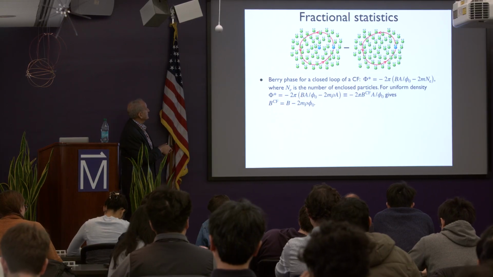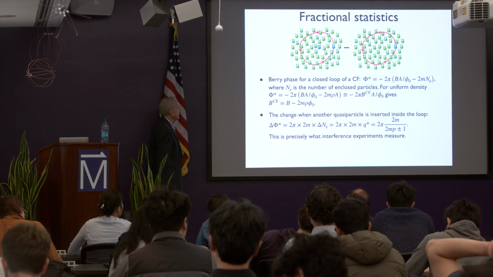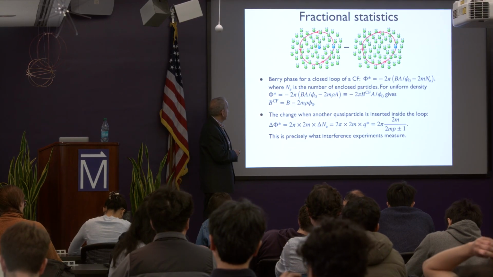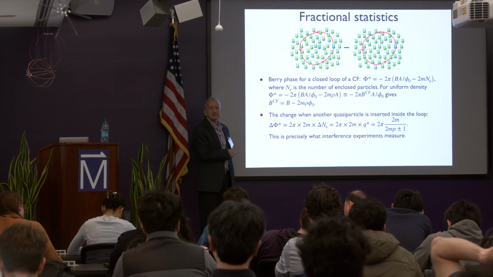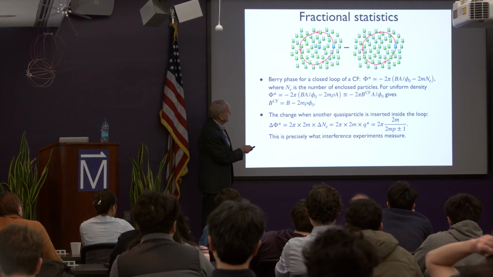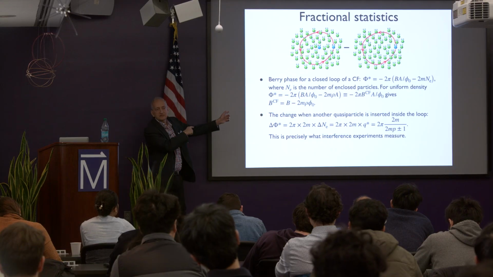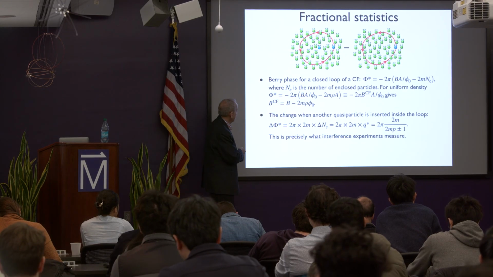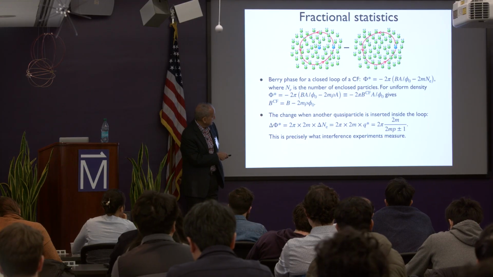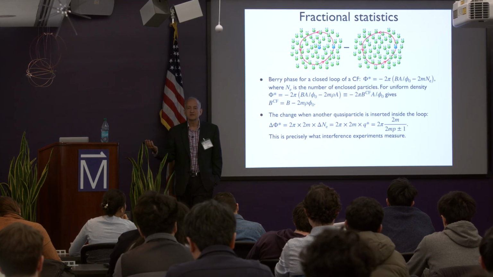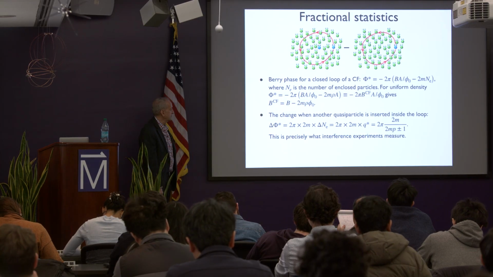But now let's ask, suppose I know the answer here, I insert one more quasi-particle here. What is the change in this Berry phase? If I look at this, the first term does not change, it remains exactly the same. The second term, I have changed the number of particles inside the loop by a fractional number, by the charge that I had calculated. And therefore, this tells me that the change in the Berry phase is given by this expression. This is precisely what the interference experiments measured, by Mike Manfra or whatever.